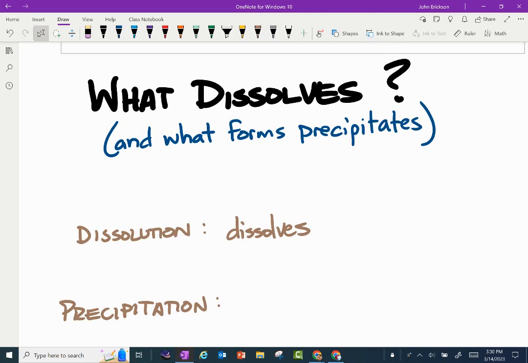What forms precipitate? So the idea of precipitation is the opposite of what happens when you dissolve something. So precipitation means that you form a solid from the dissolved ions. We'll write equations for both, and you'll see that they're just exact opposites of each other.